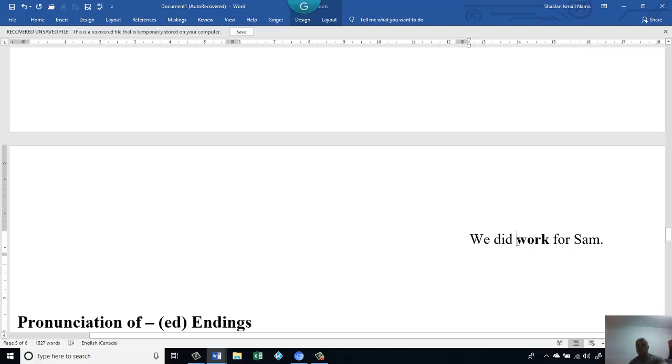Then if we want to make this sentence negative, as I said before, I cannot make it negative unless I have an auxiliary verb. Now, do I have an auxiliary verb? Yes, I do. Then here, I just add not to it. Then my sentence is working perfectly. We did not work for Sam.